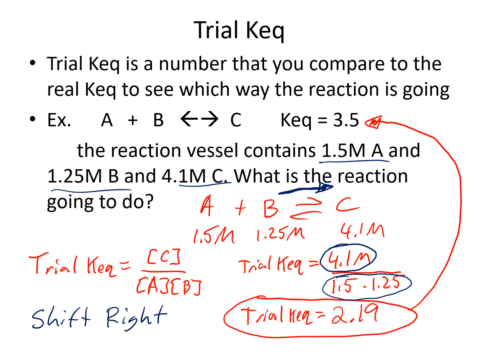Because the trial KEQ is currently too small. It needs to increase in size. So the only way it can increase in size is that the products need to be greater in value. And so how do we get more products? Well, we're shifting to the right.